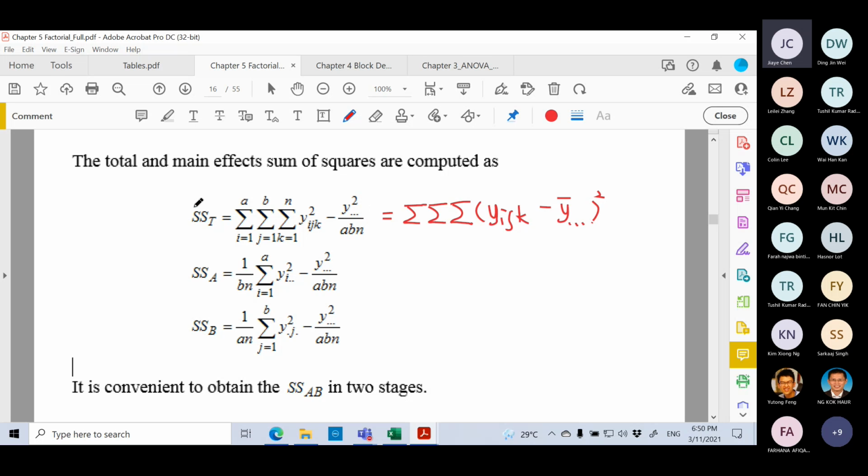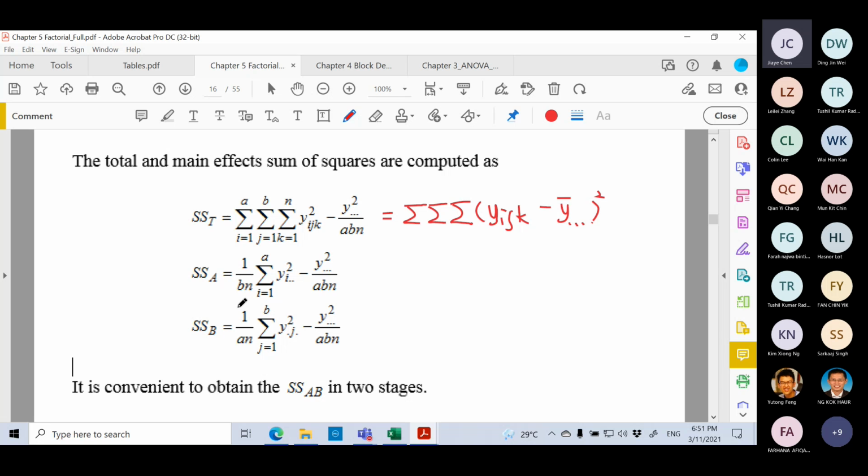So the sum of squares for total will consistently have the same formula for any design. Whereas for the sum of squares for A, you use the yi double dot squared, meaning you sum out one particular level, divided by the number of observations in it, and then minus the grand total term. The same thing applies for B; you use the same formula. You can see the pattern of the formula is the same.